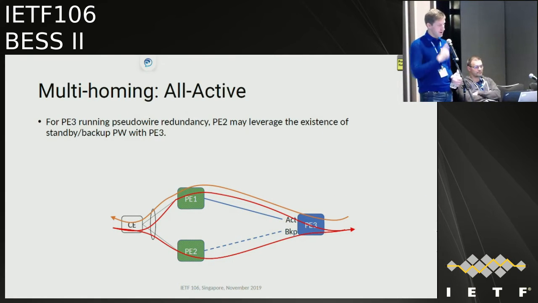So for all active, for a PE3 running pseudowire redundancy, represented here in the solid blue line and the dotted blue line, PE2 can actually leverage the existence of this blue dotted line to forward traffic in the left to right direction, so from the CE into the core. The only caveat is obviously the reverse path traffic. So PE3 being a legacy PE will only be sending the traffic over the active pseudowire.